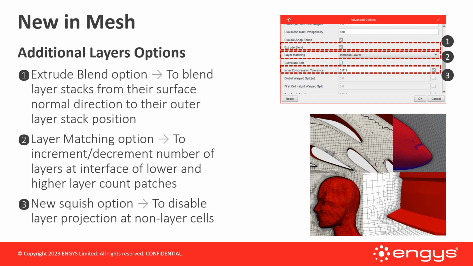Secondly, the layer matching option. With the layer matching option, you can increment or decrement the number of layers at the interface of lower and higher layer count patches. This feature helps ensure a consistent mesh across different regions, allowing for more accurate and stable simulations. And lastly, the new squish option. The new squish option enables you to disable layer projection at non-layer cells. This feature is particularly useful when dealing with complex geometries, as it prevents unwanted distortions in the mesh and ensures a more accurate representation of the geometry in your CFD simulations.